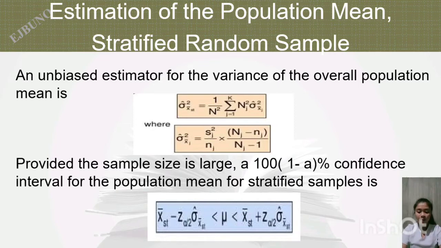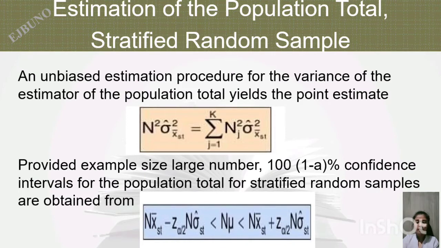Provided the sample size is large, a 100 times (1 minus alpha) percent confidence interval for the population mean for a stratified sample is: sample mean sub st minus z sub alpha over 2 times sigma of the sample mean sub st is less than the population mean, which is less than the sample mean sub st plus z sub alpha over 2 times sigma of the sample mean sub st.